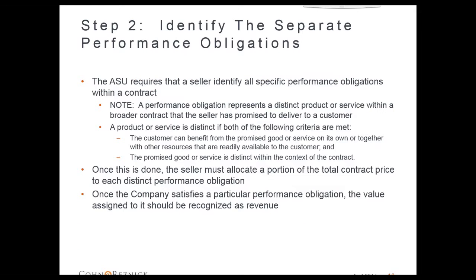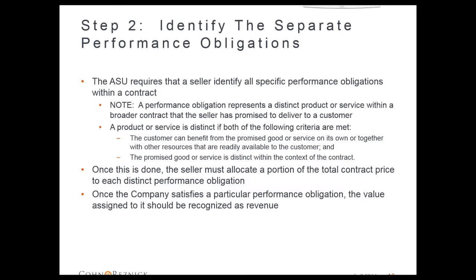Step 2, identifying the separate performance obligations. It is not uncommon for a company to sell multiple products and services to its customers in a single transaction. Existing GAAP describes when certain individual elements in an arrangement can be unbundled, allowing for revenue recognition upon delivery of each product or service. The current rules vary on an industry-by-industry basis. The new ASU replaces all of these industry-specific guidelines with a very specific principle.